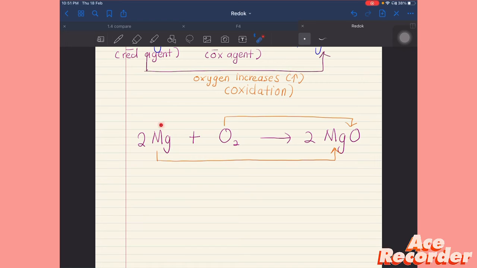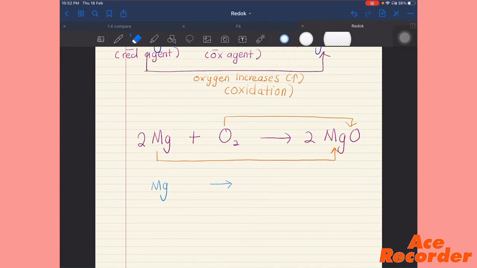First is magnesium. So magnesium is an atom, right? How do you know it's an atom, teacher? Because it is by itself. If it is by itself, it means it's an atom. So atom means you just write as it is. So for this one, magnesium is this. So the partner here goes here, becomes this. So you write the arrow.